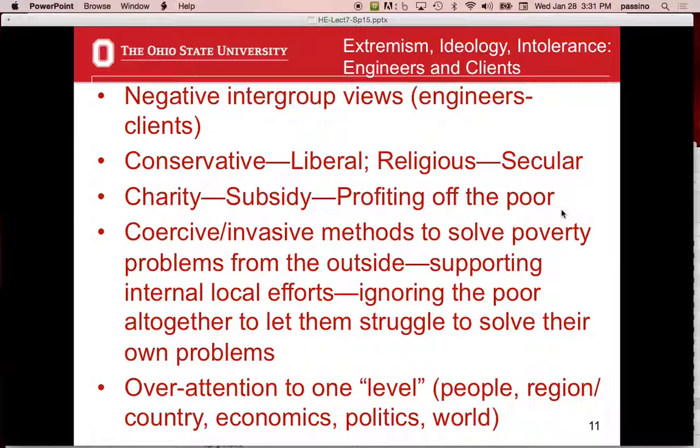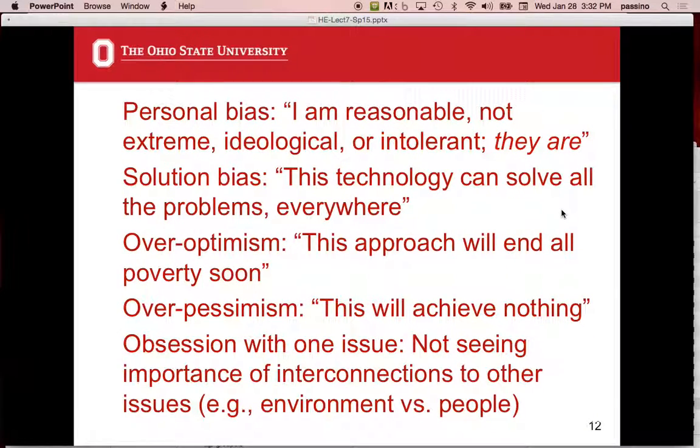Overattention to one level. Some people focus on a single person, a community, a region, a country, economics, politics, the world, and think they're solving the whole problem, and it's really inaccurate. Then there are all kinds of biases, like, I'm not unreasonable, it's them that are unreasonable. And this one I've heard a number of times, it's really irritating: this technology can solve all the problems everywhere. This is it, man. I got it, I did it. Our team did it.